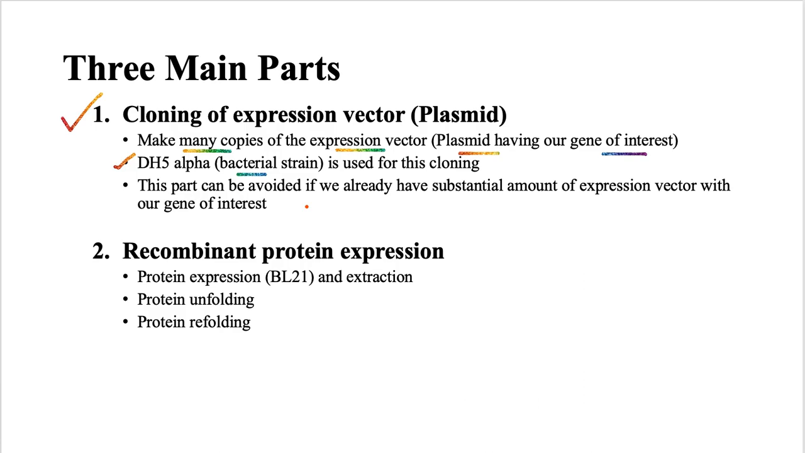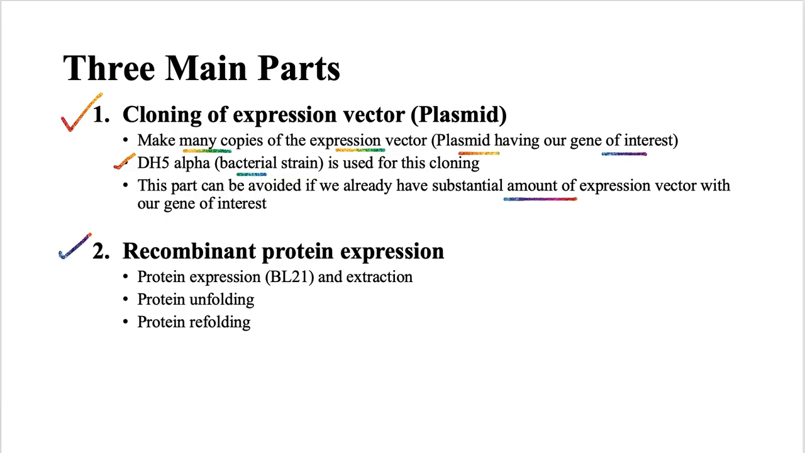So we can use a certain amount to do the transformation of protein expression bacterial cells, and we can store a certain amount of the expression vector at minus 80 degrees Celsius for later use. But if we already have a substantial amount of the expression vector, then this whole part can be avoided, and we can start directly with the recombinant protein expression.